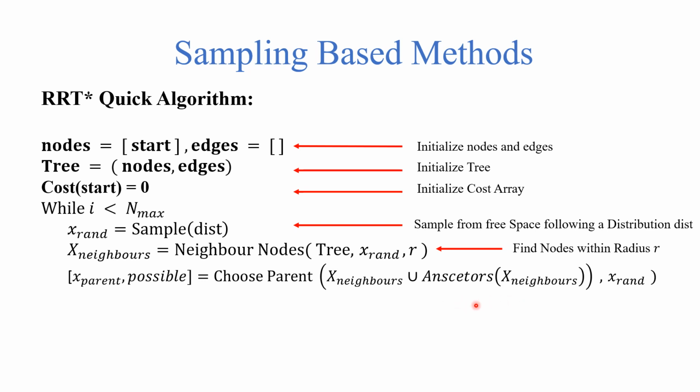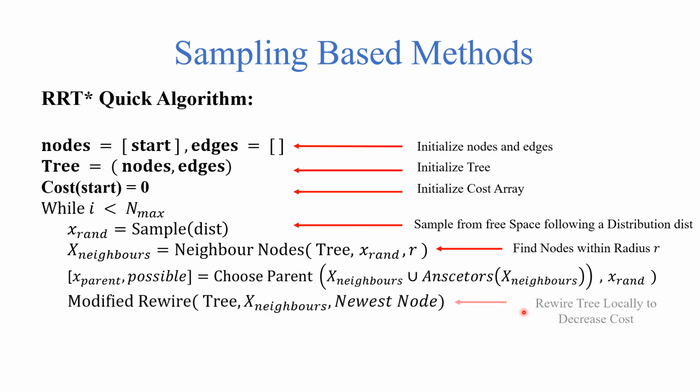So for example, if we say 3, we're going to take the parent of a certain node in x neighbors, then its parent, and then also its parent again. So 3 times. That's what the ancestors function does. The main idea is that we're going to expand our search region to find a better parent, and a good candidate for that would be the ancestors of the neighbors.